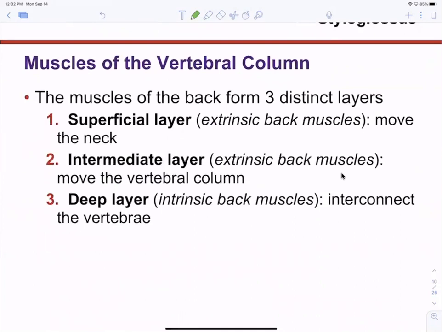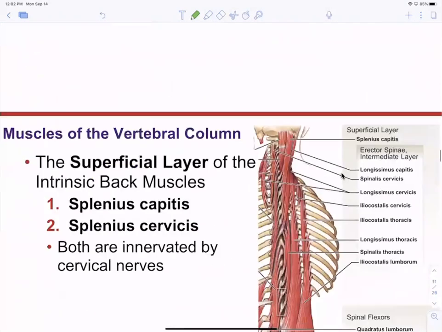Okay, muscles of the back or the vertebral column. So there's three different layers. You have the superficial layer on top. They generally move your neck. You have the intermediate layer that's between the superficial and a little bit deeper, and these are going to move your vertebral column. And then you have the really deep layer that interconnects all of the vertebrae. So we're going to look at those.